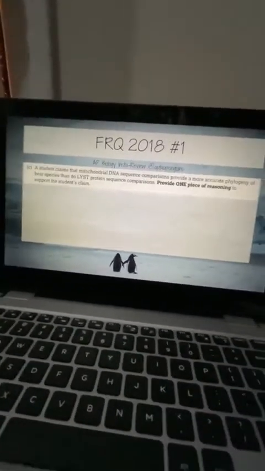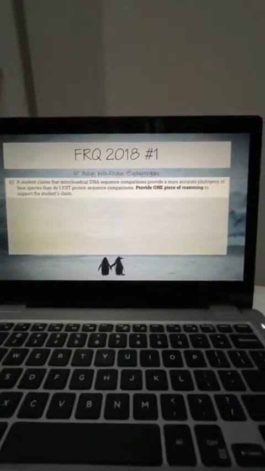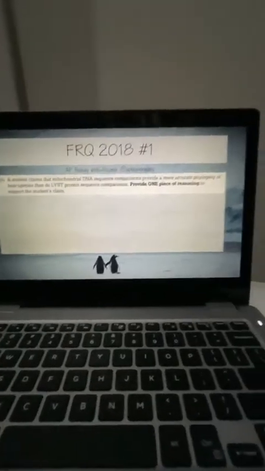The next part of our question says, a student claims that mitochondrial DNA sequence comparisons provide a more accurate phylogeny of bear species than do protein sequence comparisons. Provide one piece of reasoning to support the student's claim. We mentioned this earlier, right? DNA is going to have differences in it that may not be seen in your protein. You can have a difference taking place in a silent mutation. You change that one nucleotide, but it still has the same amino acids, so you don't see a difference in the protein that occurred within your DNA.